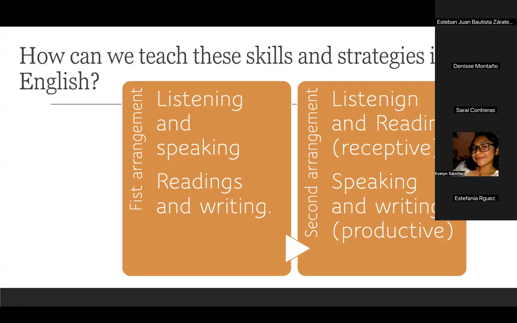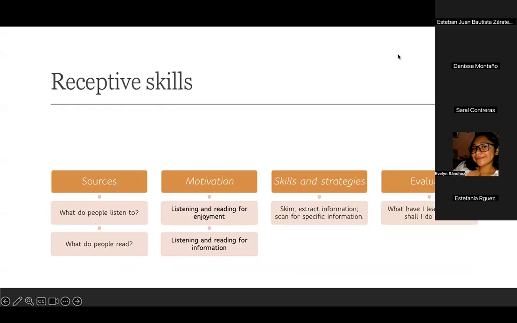for this time. We are going to first of all see and review what is writing and speaking as productive skills, and later what is listening and reading as receptive skills. Then, when continuing with this explanation, first of all, we need to understand what receptive skills are. What is the source of information for receptive skills? So here you can see the source is what people listen to and what people read.